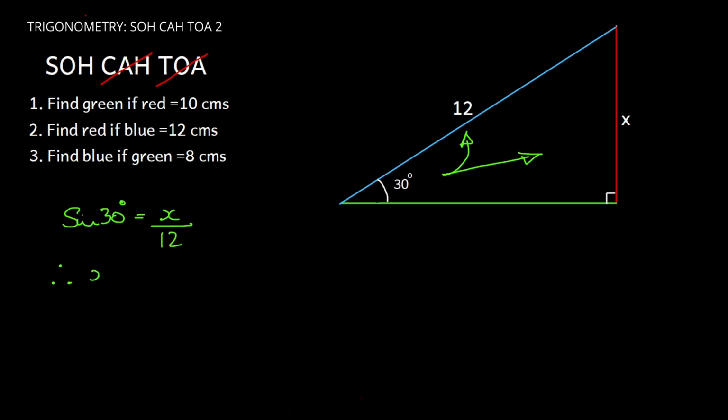So we get that x is equal to 12 multiplied by sine of 30. Now, sine of 30 is actually one of the standard values. If you look up sine 30 on your calculator, it comes up as a half. So this is equal to 12 multiplied by a half, and therefore x is equal to 6 centimeters. Okay, let's go on to the third example.